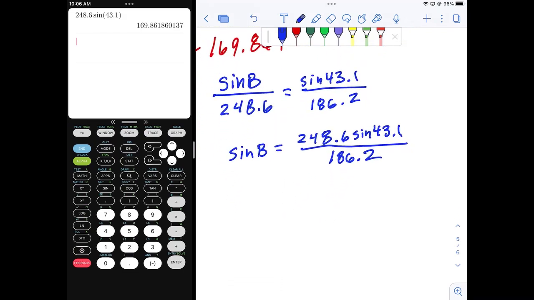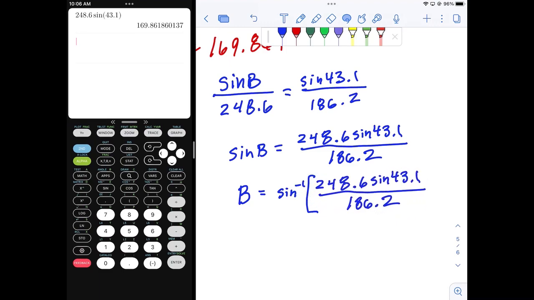Okay, now we have to solve for B. And to do that, we have to take the inverse sine of both sides. Yikes. So here we go. B is equal to the inverse sine of all of this mess right here, which I'm just going to copy and paste because Notability, yum. Notability is pretty nifty. I got to admit that.